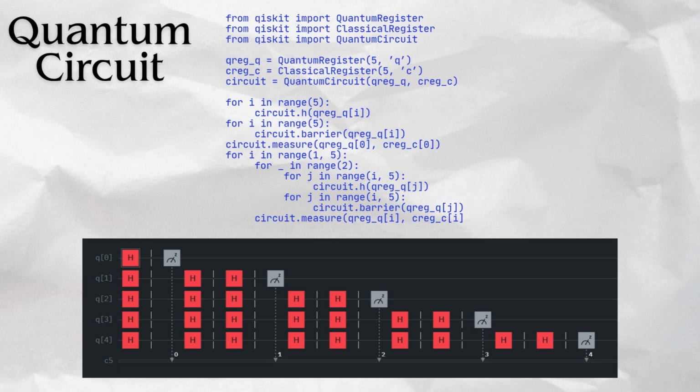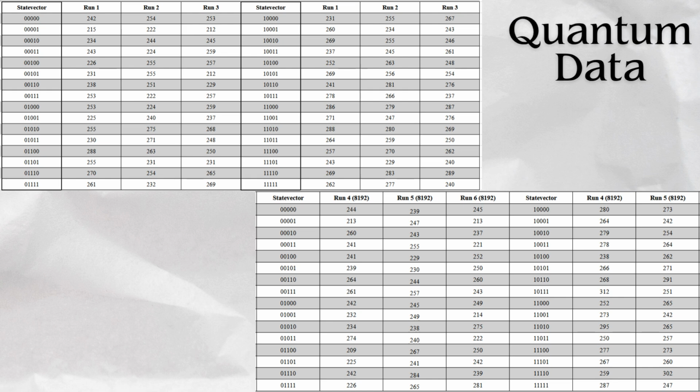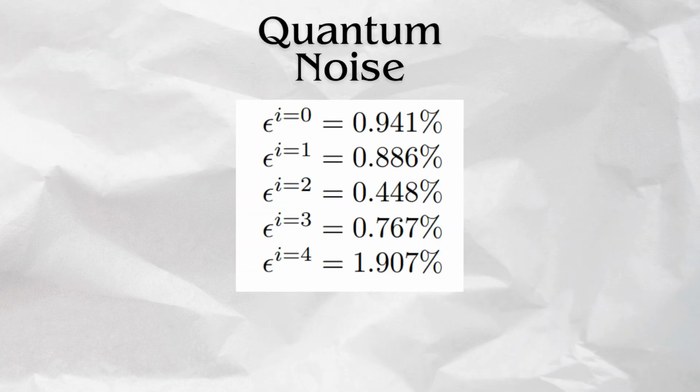We chose the quantum processing unit called IBM PHYS due to its comparably low operation traffic. The circuit is run 5 times with 2 to the power of 13 shots in each run. We gathered the following quantum data. After some basic calculations, the deviations of each qubit from the pure 50-50 state are found to be as the following.